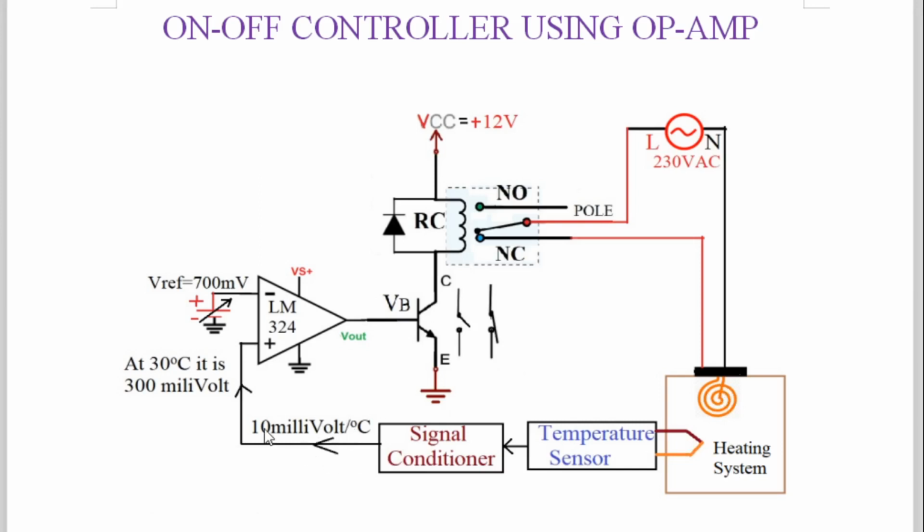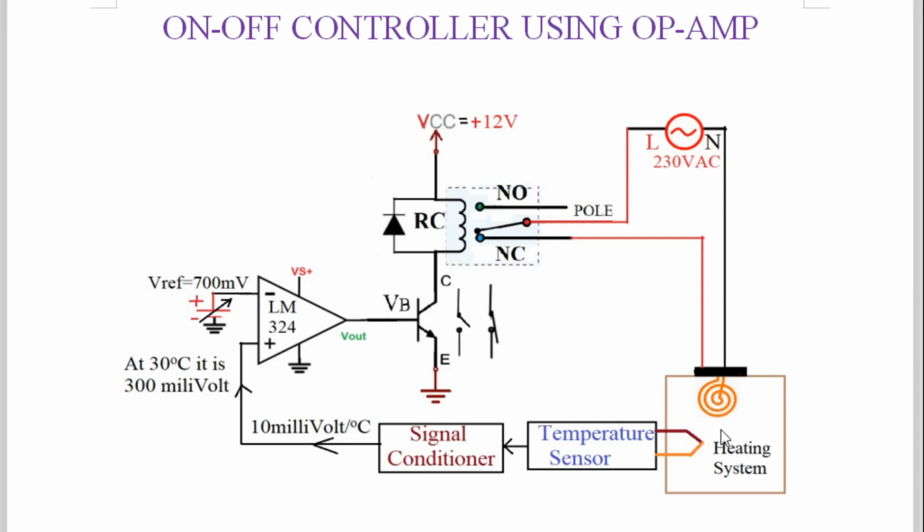at room temperature, say 30 degrees centigrade, the output of the signal conditioner is 300 millivolt, the reference voltage is 700 millivolt, and the output of the op amp is in low voltage level. Therefore, the transistor is behaving as an open switch and the relay coil is not magnetized. So the relay remains in normally closed condition and AC mains 230 volt is applied directly to the heating coil.